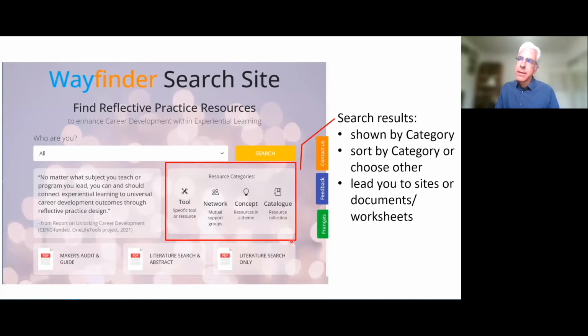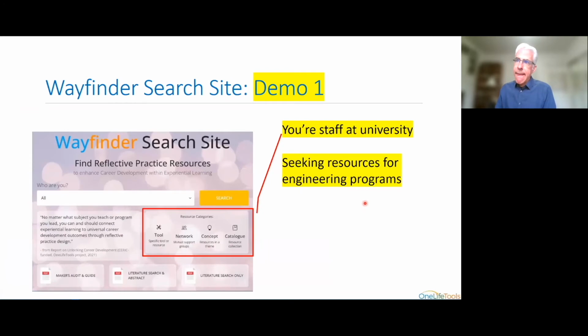And a key thing to know about the resources that you find there is that they are in 4 categories. So a tool is like a specific set of reflective practice prompts. A network is a group of people that you can connect with and learn more. A concept is an idea like DEAL. And a catalog, sometimes we found one site was like an umbrella and it had lots of other things underneath it. And so we called that a catalog. You can show results or search by category or other ways of filtering it and then click through to the final resource. So let me give you the first demo, and I'm going to jump to the site.